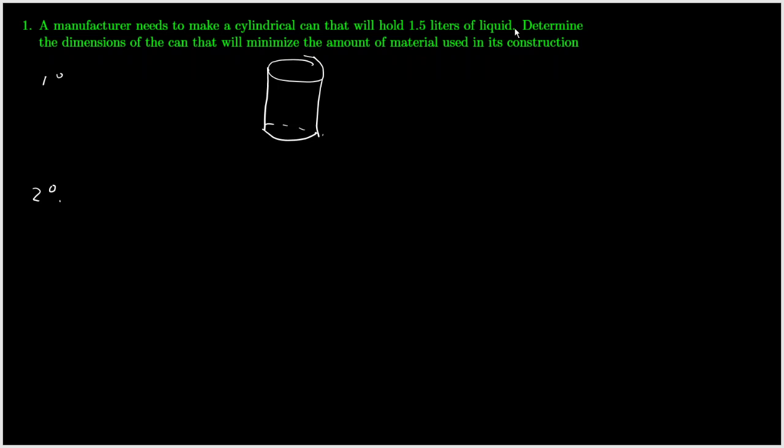In step 2, the most important question is to identify the quantity to be optimized. Identify the quantity to be minimized in this particular case. What do we want to minimize? Anybody? What is the quantity to be minimized? Material is right. So what's the meaning of the material? Surface area. Yeah, that's right. Surface area.